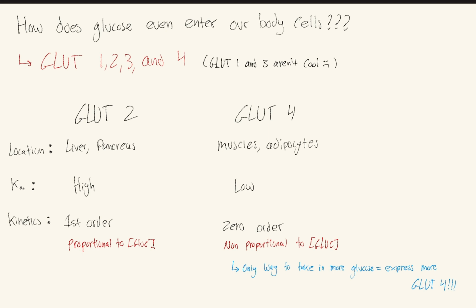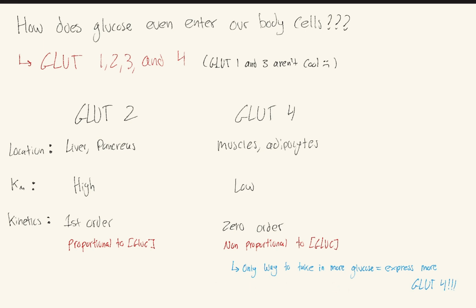That is why the Km of GLUT4 is relatively low, which means it will tend to bind glucose at a lower concentration in the blood than GLUT2 will. But it follows zero order kinetics, which means it's not proportional to glucose concentration like GLUT2 is. What this means is that no matter what number of molecules of glucose are in the blood, that transporter will take in a set amount, regardless, as long as the affinity is at or above the Km.